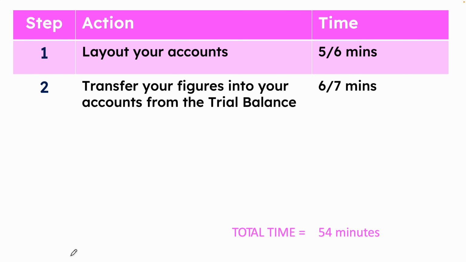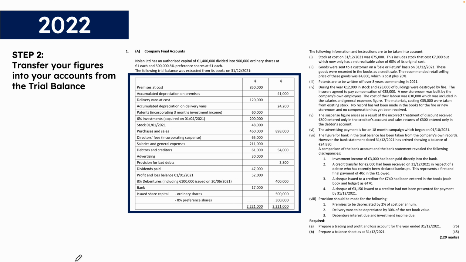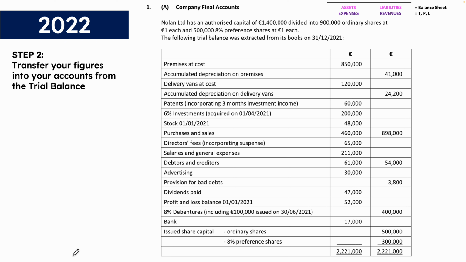Step 2 then, we transfer the figures into the accounts from the trial balance. That'll take 6 or 7 minutes. So here is our trial balance and then all of our adjustments. For this step, we are literally just looking at the trial balance. As you know, we're going to use the ALERT diagram. So we've got A, L, E, R, and then the T. A, L, E, R, T, the ALERT diagram. Assets and expenses are on the debit side, liabilities and revenues are on the credit side.